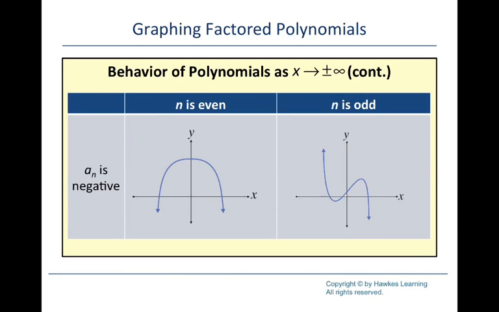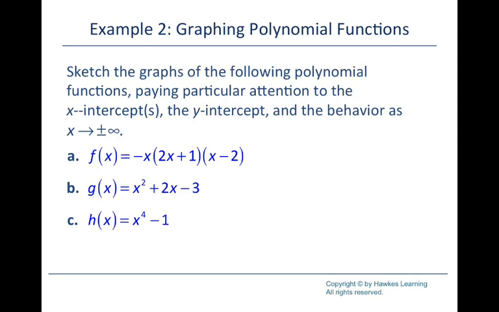Okay, so you can see it's flipped over, a reflection over the x-axis when a is negative. So this says, sketch the graphs of the following polynomial functions, paying particular attention to the x-intercepts, the y-intercept, and the behavior as x approaches infinity. So we have negative x times 2x plus 1 times x plus 2. When it's factored like this, you can tell the x-intercepts immediately.